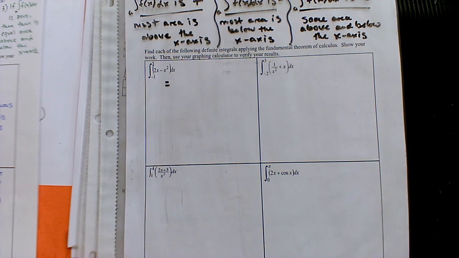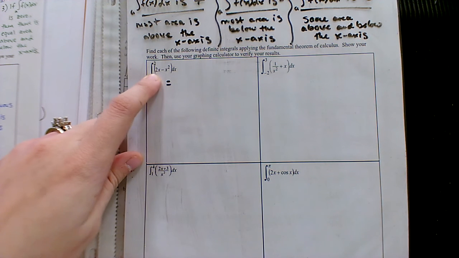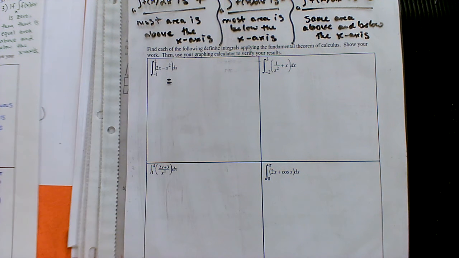Okay, you have to find an antiderivative first. Okay, you have to work backwards. So, can we work backwards from 2x? What did we have previously? Can we do a reverse power rule?